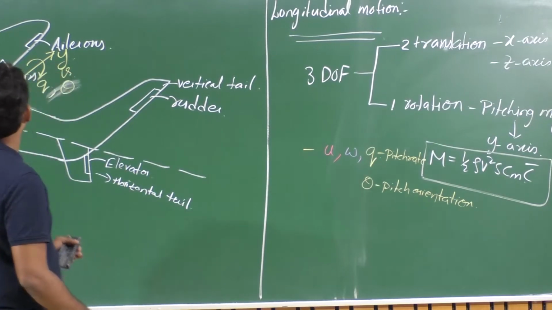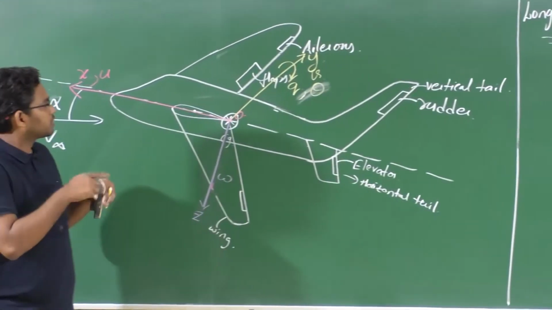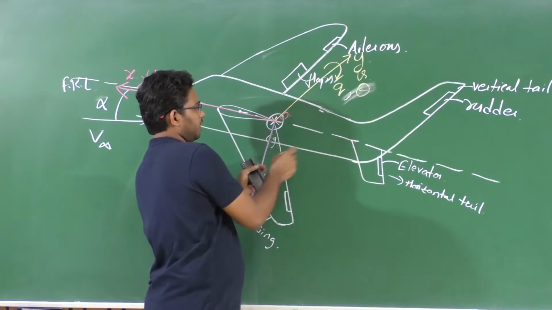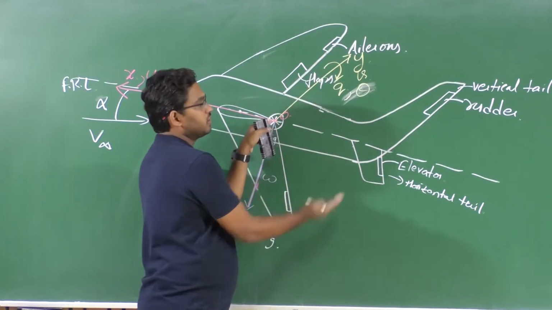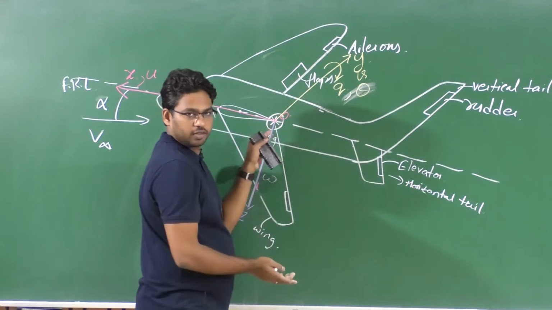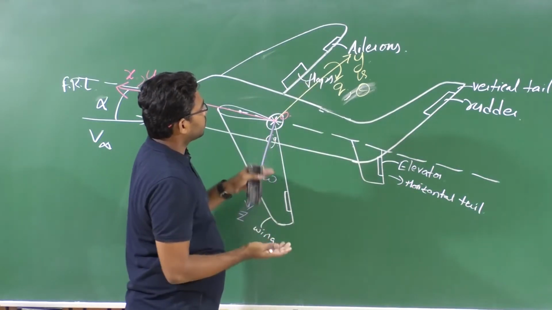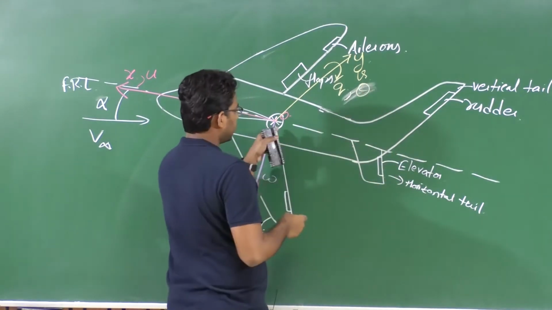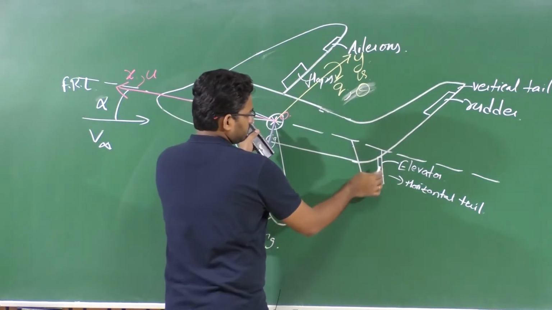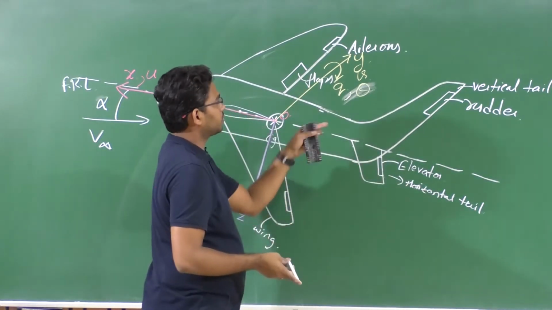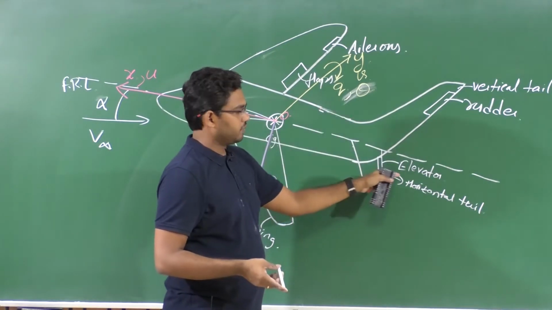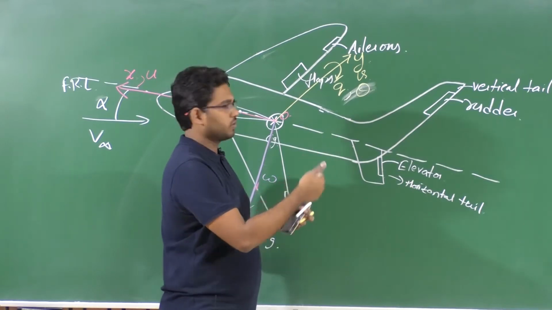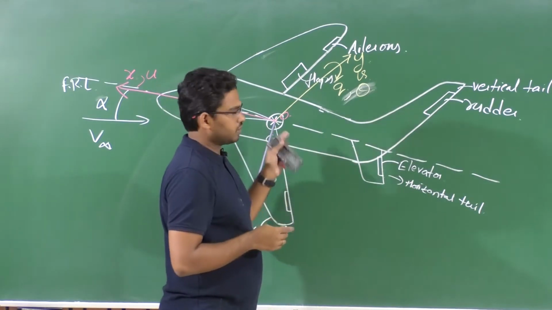So how can we generate this pitching motion? How is this moment generated? We know if we can generate a force at an offset distance from the CG in the longitudinal plane, that can create a moment here, right? So about y-axis, if I have to produce a moment, then I have to produce a force in this vertical plane at an offset to the CG, right? So we have a control surface for this longitudinal control called elevator, right? When you deflect an elevator, it changes the aerodynamic force there, which produces a moment about the CG, right?